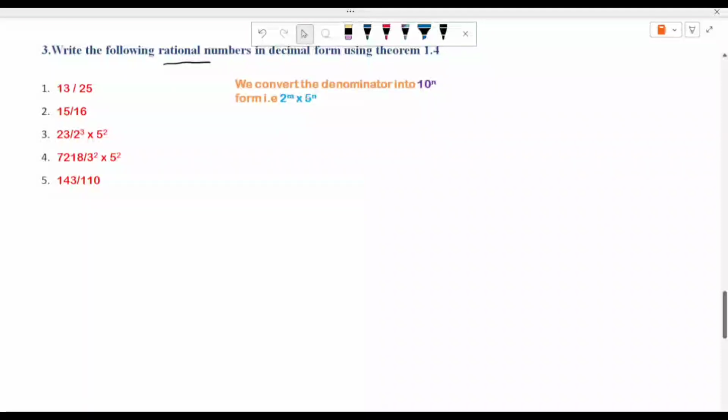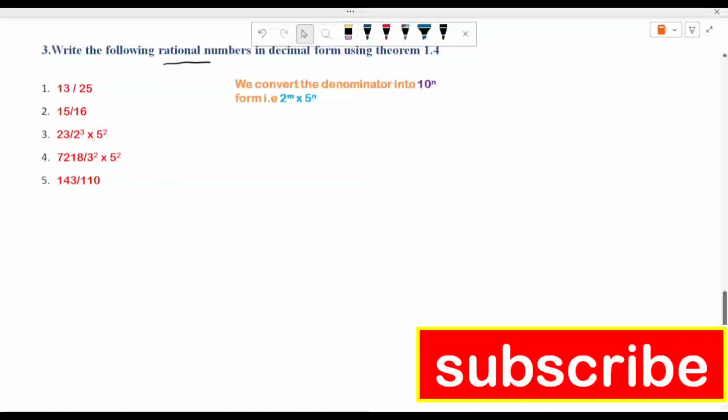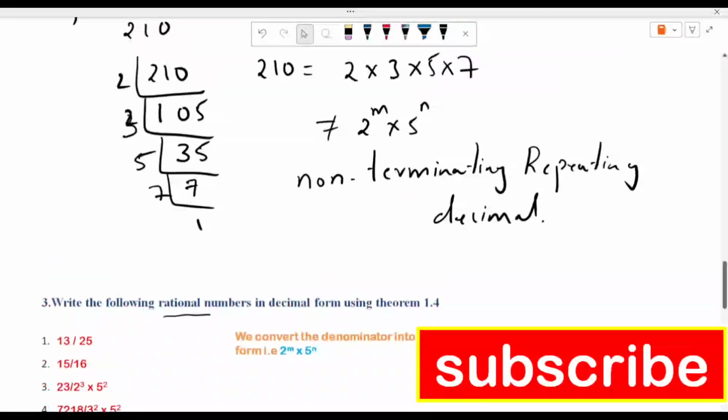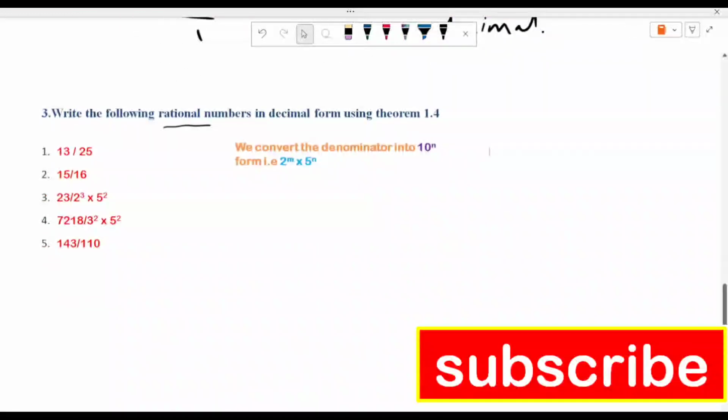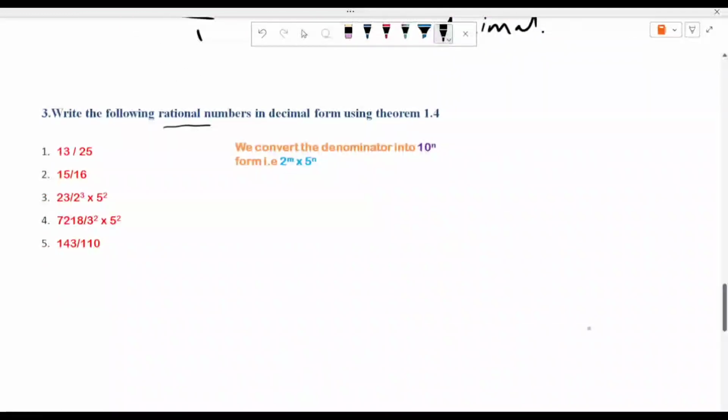You can write m here, n here, nothing to worry because m and n are variables, they may change the values. So in the previous question, we converted the denominator into 2 to the power of m into 5 to the power of n. If I multiply, what do I get? For example, if in the denominator we have 2 into 5, then 10 will come. If both have squares, 10 square will come. If both have cubes, 10 cube will come. In this way we are going to solve the problem.